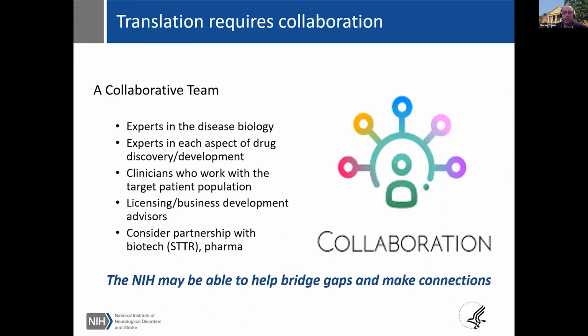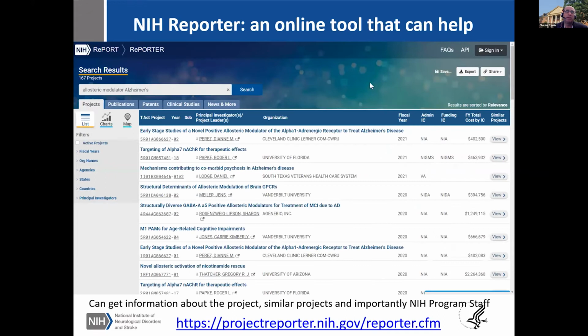One key tool I like to always tell people about is NIH Reporter, because it's available at your desktop. It's open and public, and has public information in there. You can put simple things into the search field, something like allosteric modulator, Alzheimer's, and you'll get a bunch of grants that are presently awarded, and information about those.